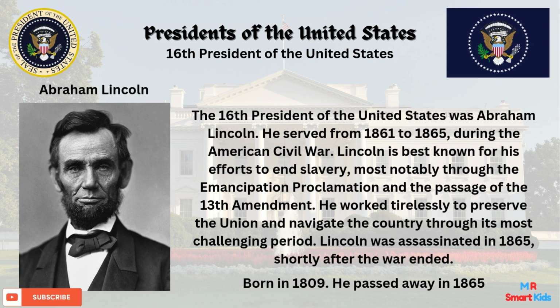The 16th President of the United States was Abraham Lincoln. He served from 1861 to 1865 during the American Civil War. Lincoln is best known for his efforts to end slavery, most notably through the Emancipation Proclamation and the passage of the 13th Amendment. He worked tirelessly to preserve the Union and navigate the country through its most challenging period. Lincoln was assassinated in 1865, shortly after the war ended. He was born in 1809. He passed away in 1865.